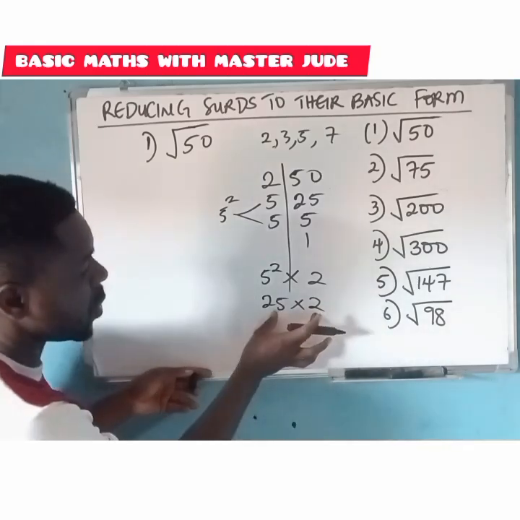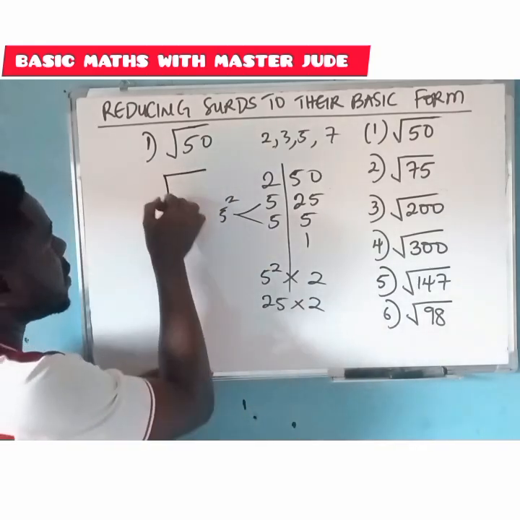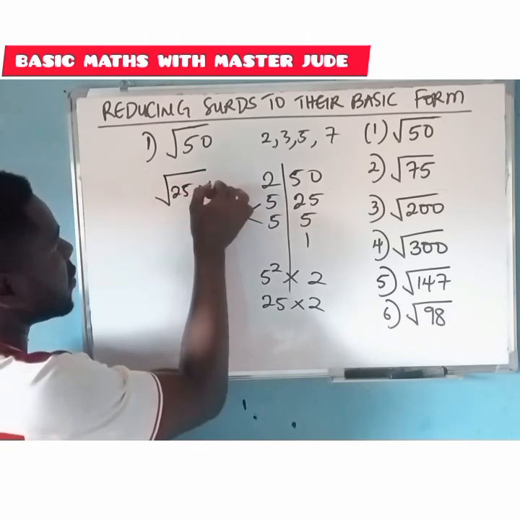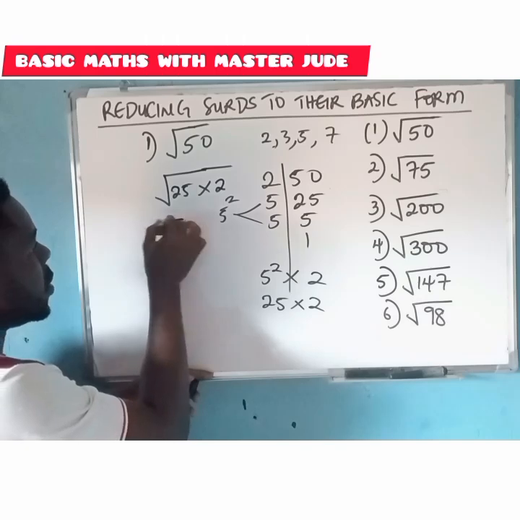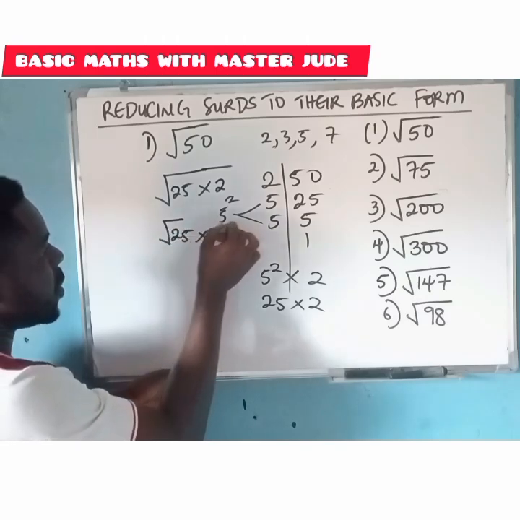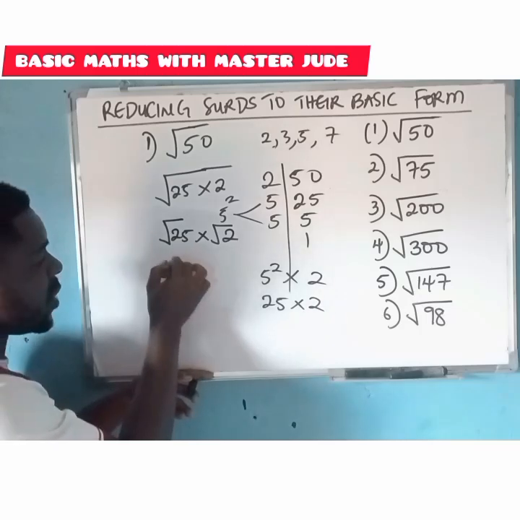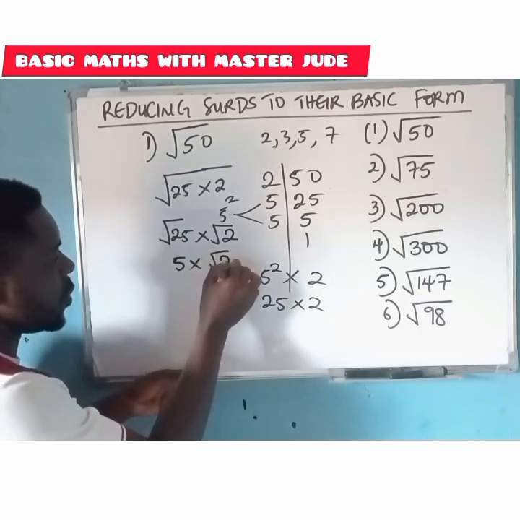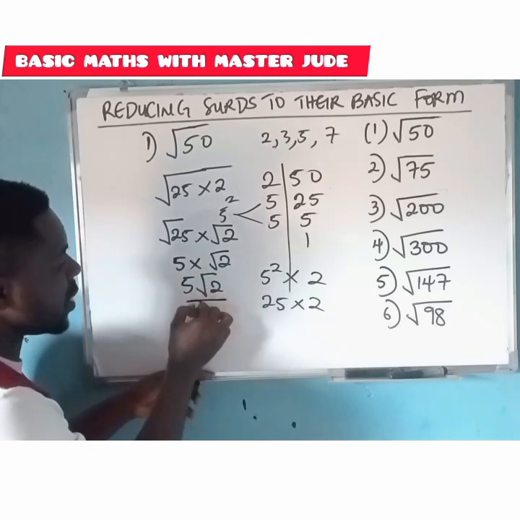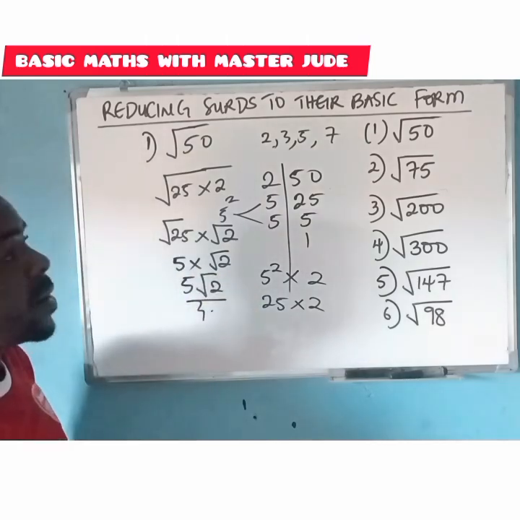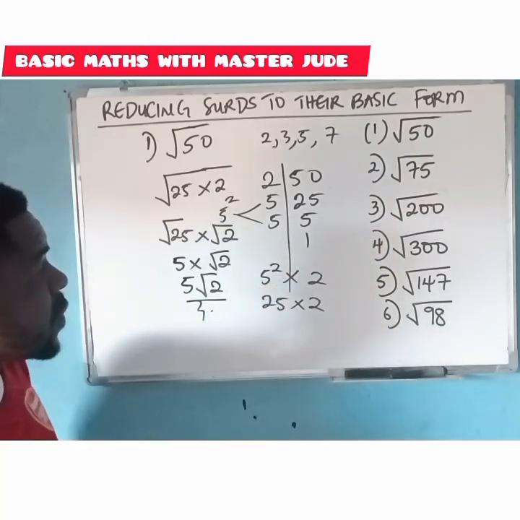So these are the two numbers we are going to use to replace 50. So this is the same as 25 times 2. And we can separate them to be root 25 multiplying root 2. Now root 25 is 5, times root 2. And 5 multiplying root 2 will give us 5 root 2 as your answer. This is for question 1. Then I will solve question 3 for us to see.